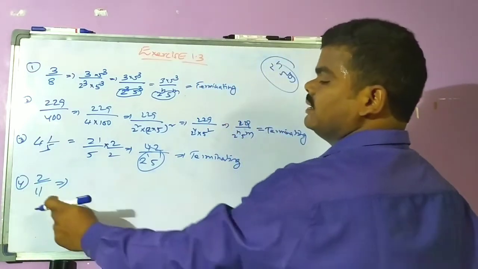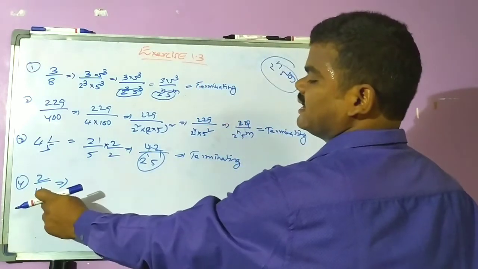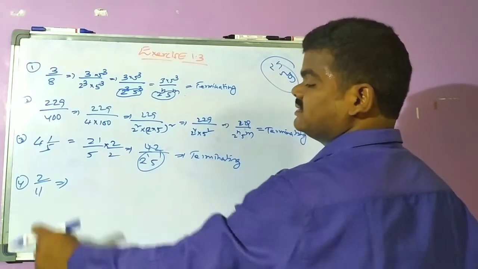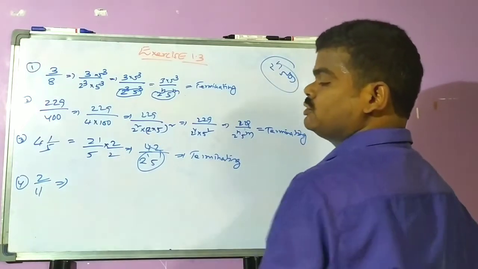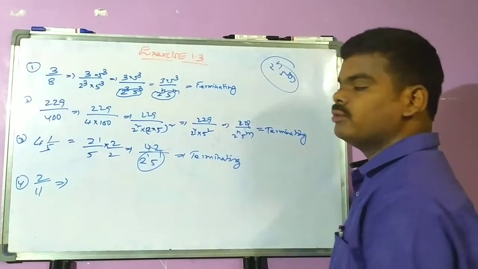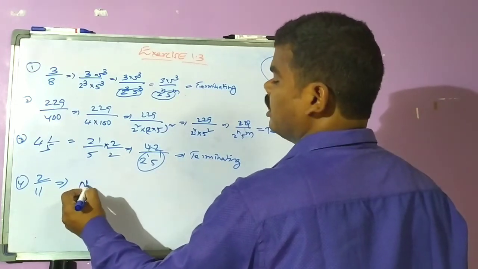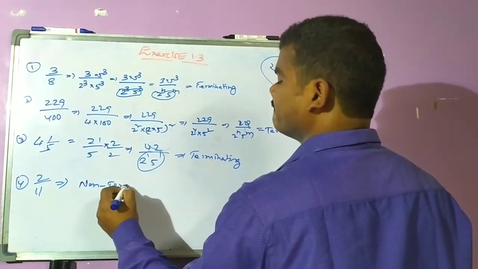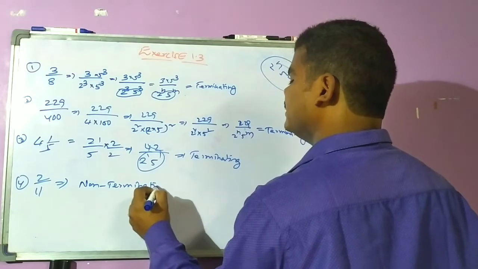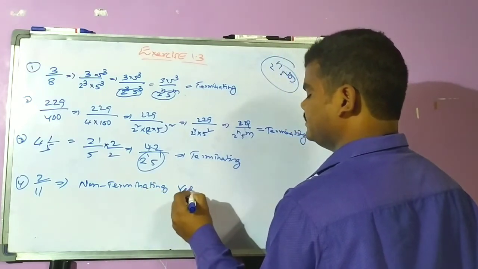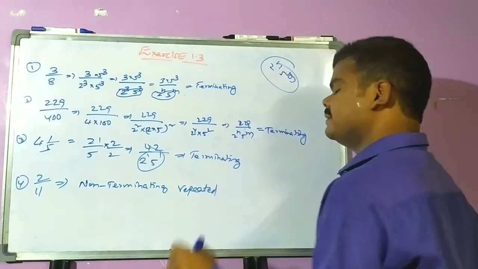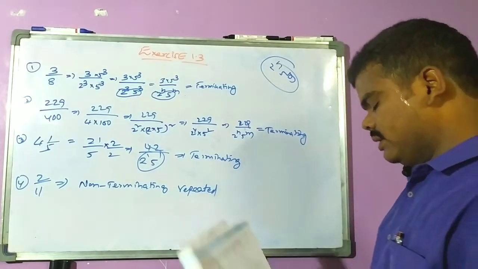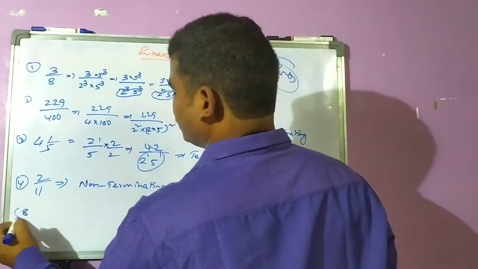Fourth one is 2 by 11. Can I express 11 as a prime factorization? We can't. So this is a non-terminating repeated decimal expansion.